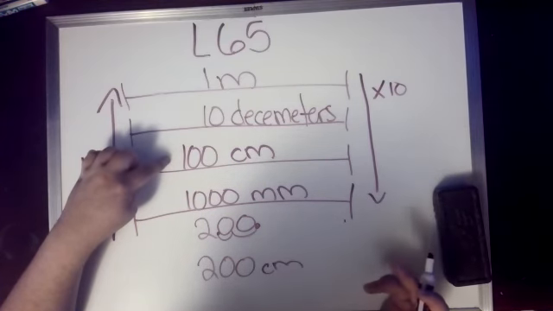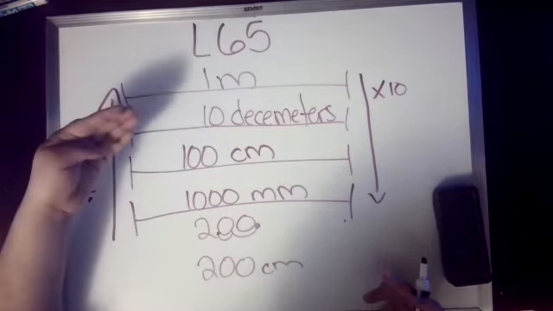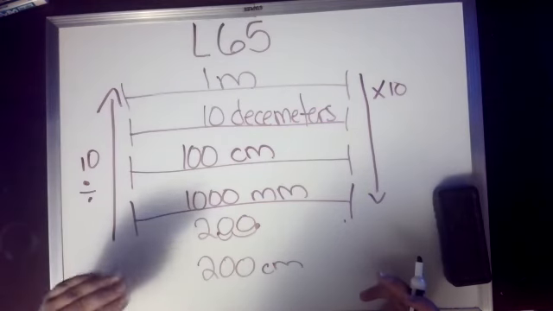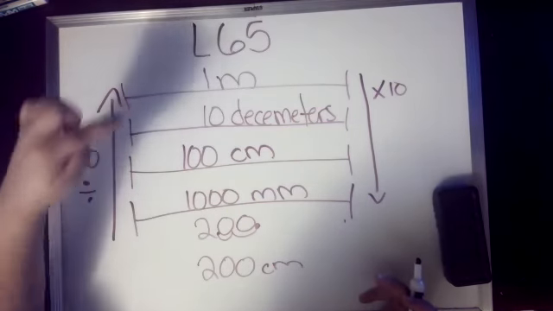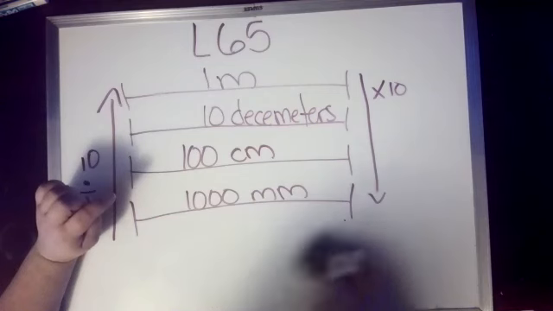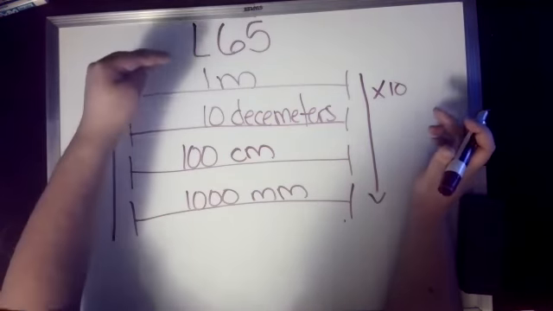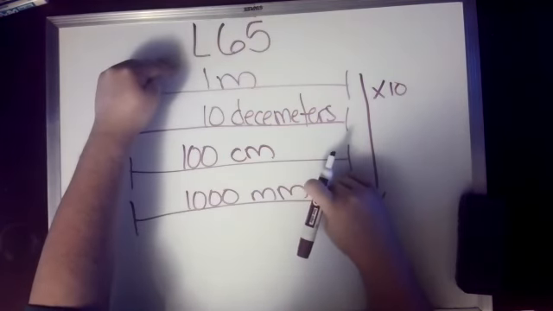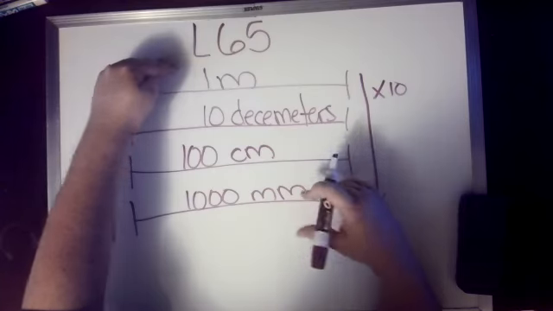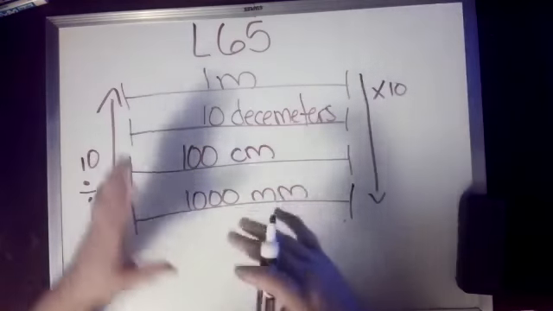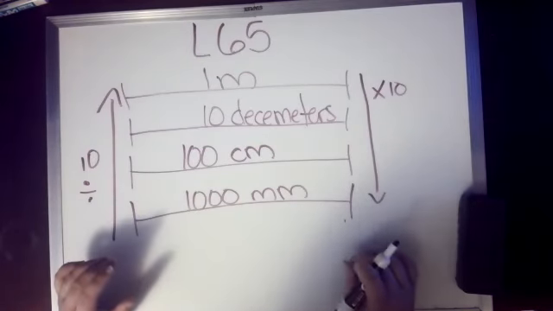Okay, and then again, same thing. If I was going the opposite direction, I would then just divide by 100 because I'm jumping 2 spaces. If I was jumping 3 spaces and I'm going all the way from meters to millimeters, I'd be timesing by 1,000 or dividing by 1,000. You can do this for any of them. They all work the same way.